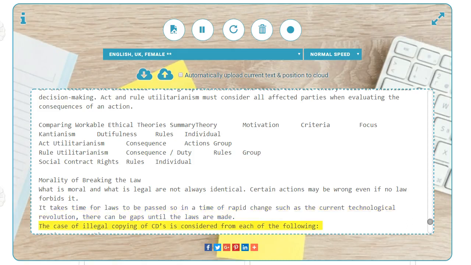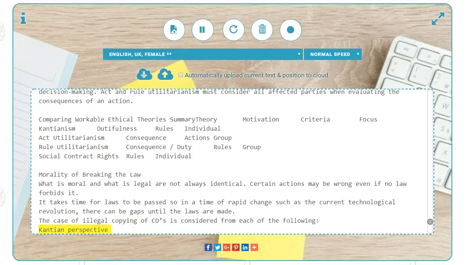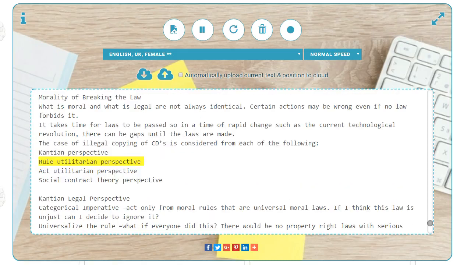The case of illegal copying of CDs is considered from each of the following: Kantian perspective, rule utilitarian perspective, act utilitarian perspective, and social contract theory perspective. Kantian legal perspective. Categorical imperative: act only from moral rules that are universal moral laws.